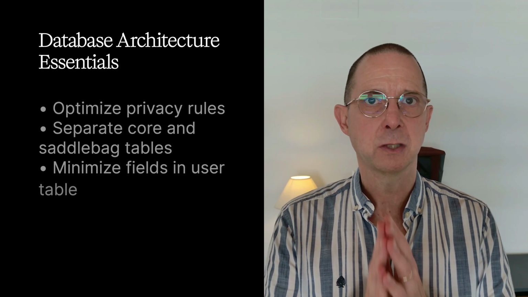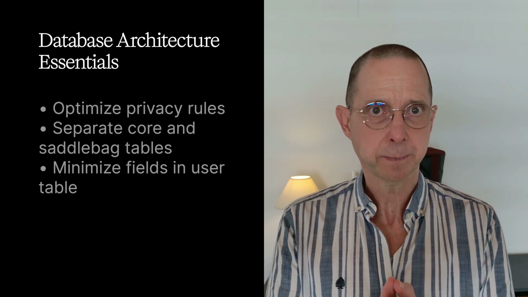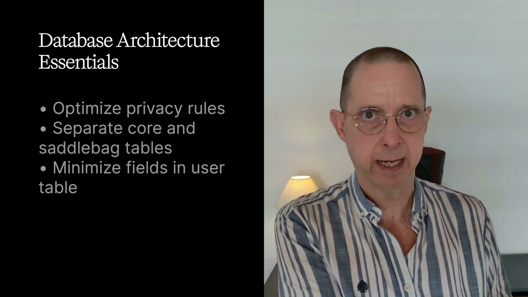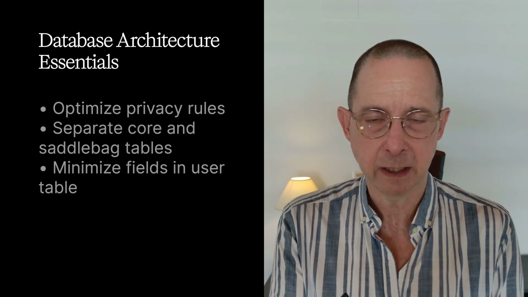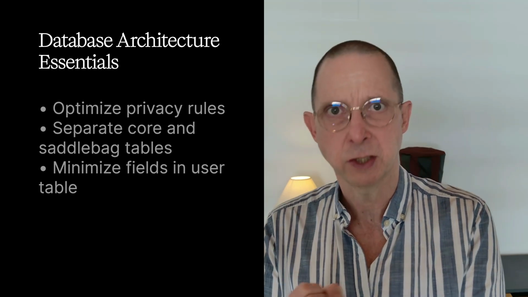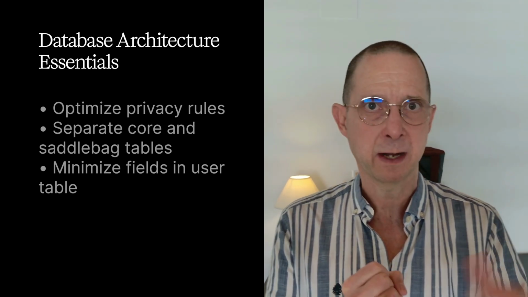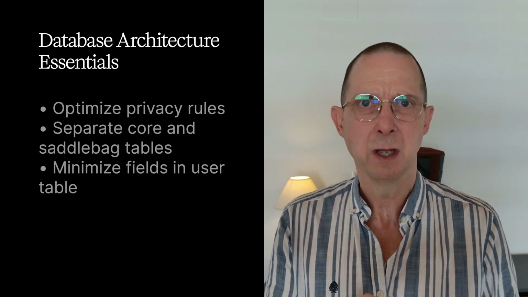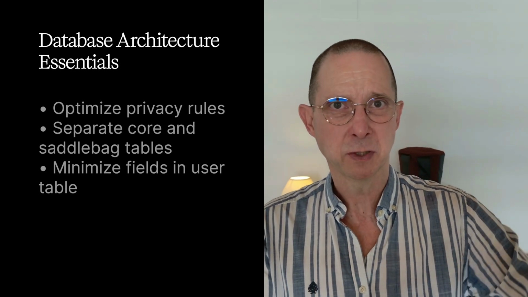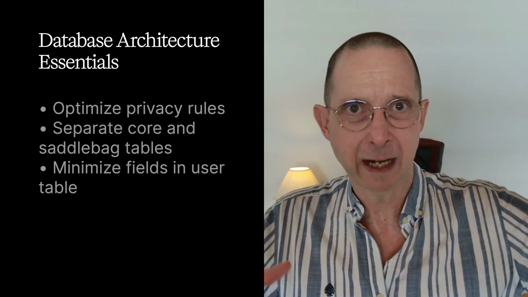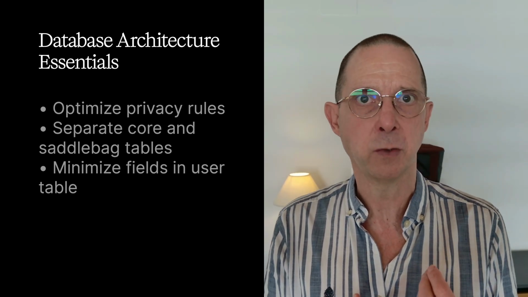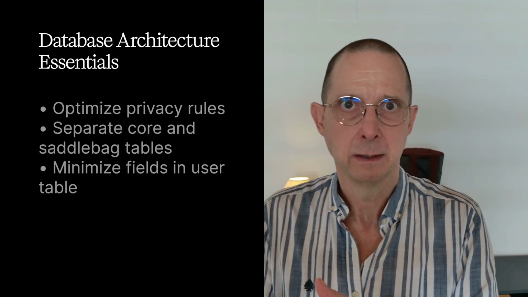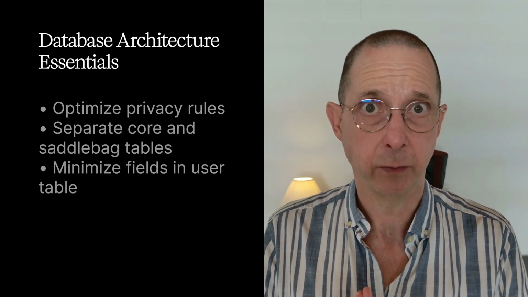The first fundamental issue is to address database architecture. Most Bubble performance problems come from a poorly designed database. Okay. That is just the reality of it. That means you need to concentrate on your privacy rules so that you're not bringing a lot of data into the browser that isn't necessary for each specific user. You need to separate your tables into the core tables and saddlebag tables that you only call on when it's absolutely necessary. Make sure to not bog down your user table with a lot of fields.